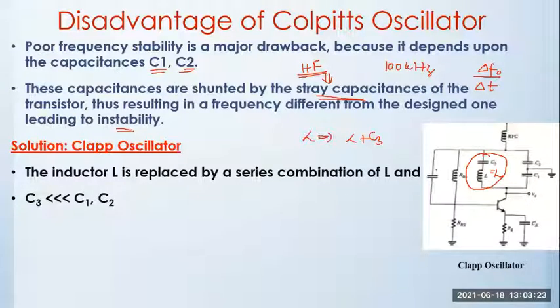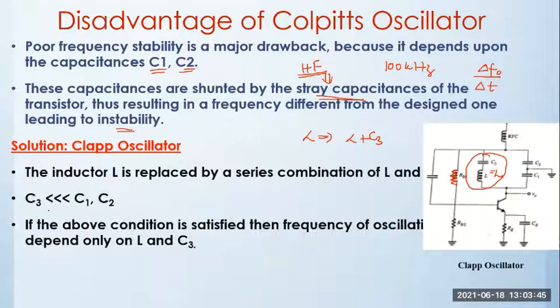Okay. And actually this should be a resistor. By mistake they have written it as an inductor. I don't know whether you noticed. That is RB1. Anyway, the inductance L is replaced with a series combination of L and C3.